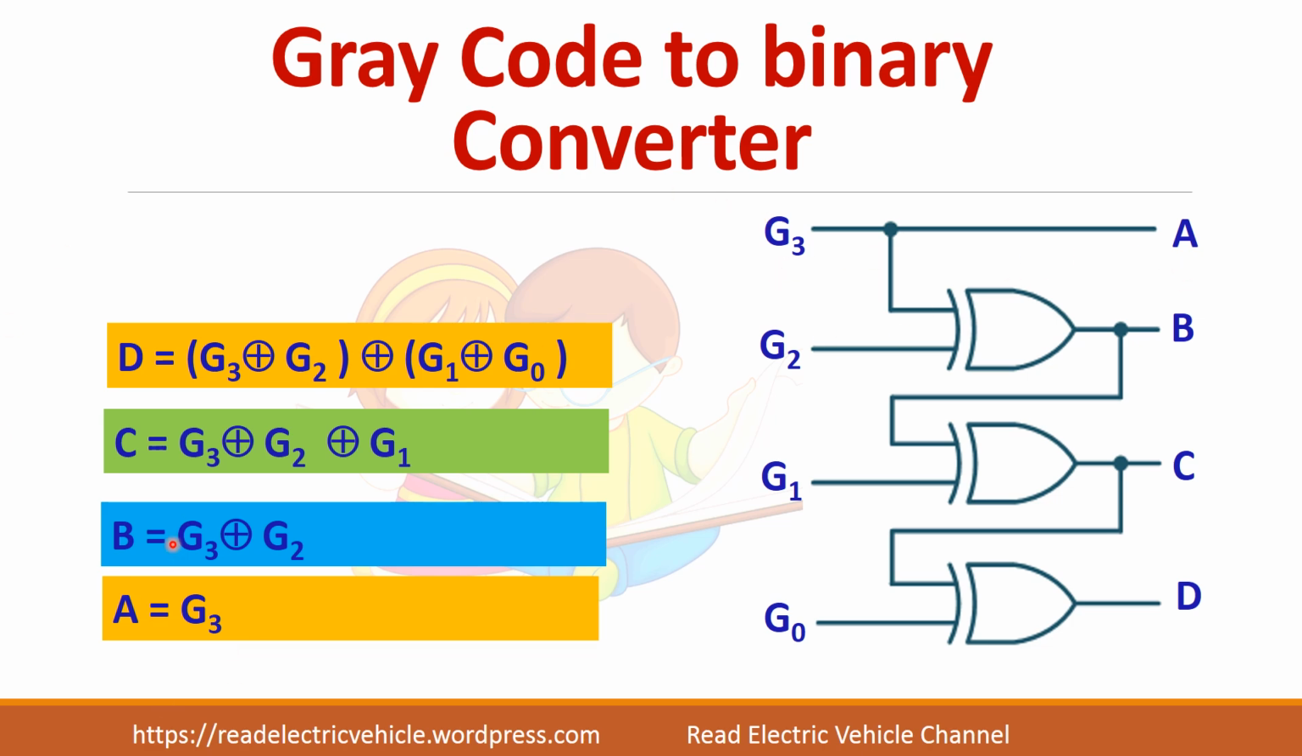So you see the diagram, G3 is equal to A or A is equal to G3. So directly you connect it. What is B? G3 exclusive OR G2. So G3 and G2 are given to an XOR gate where you will get the output as B. But you see the C, that is G3 exclusive OR G2 exclusive OR G1. So the output of this one can be given as input for this one. So again you will get the exclusive OR of 3 variables. And for getting D, you have to give the output of C to this XOR gate. So you will get output D.